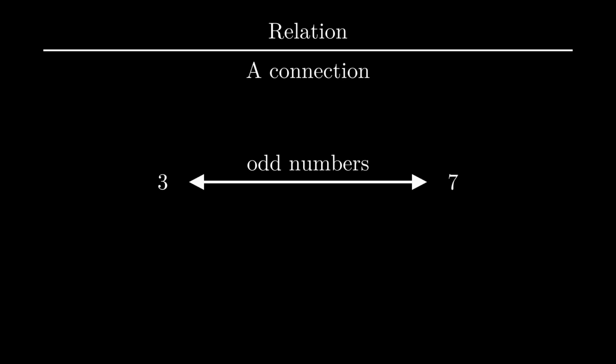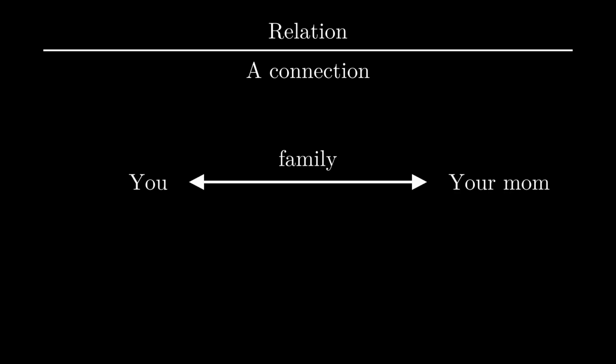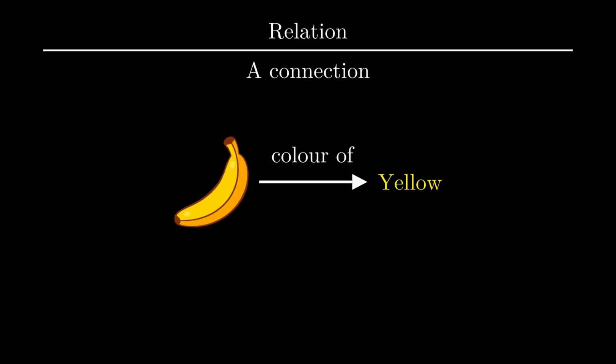A relation is a connection between two elements. For example, there is a relation between 3 and 7 and between you and your mother. Note that elements can be abstract things like the color of an object.